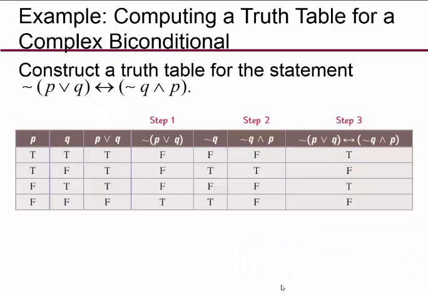So we're going to construct a truth table for the following statement. So you can see here that the connective is a biconditional. And then we're going to use step 1, step 2 to go ahead and finish off step 3. And then you can see that a false is a true, a false true is false, a false is true, and a true or false is false.